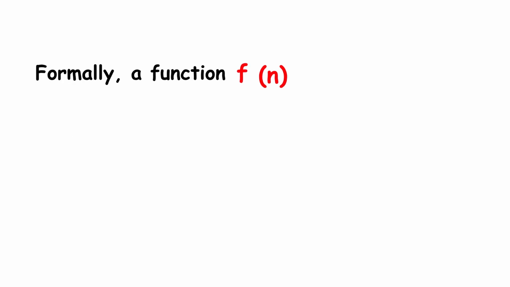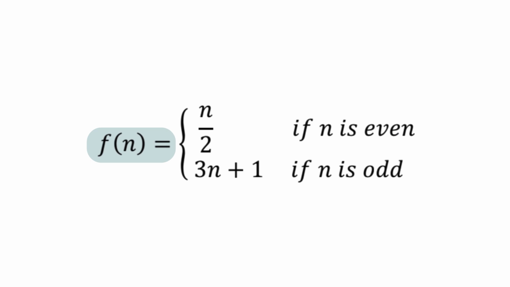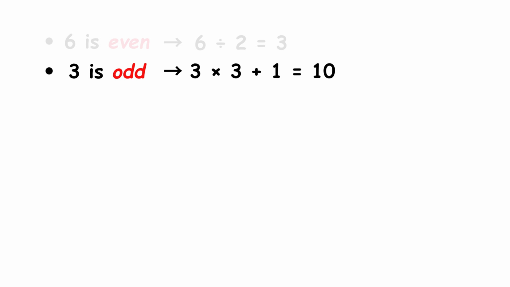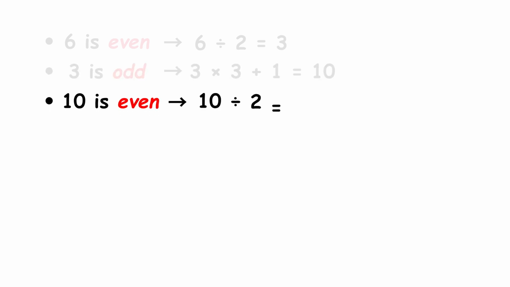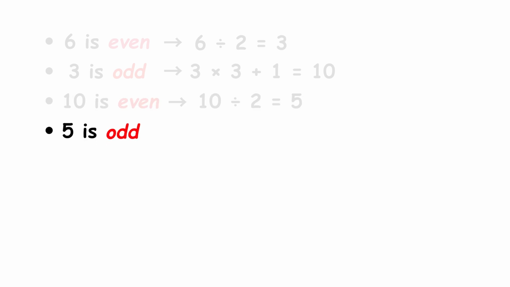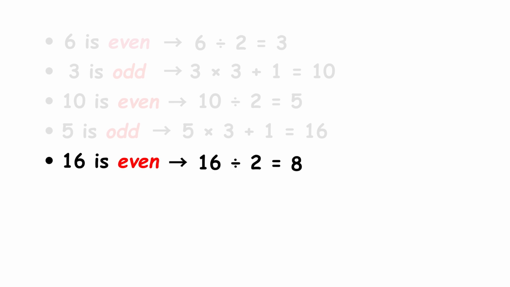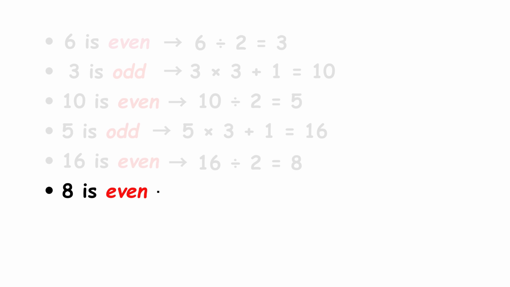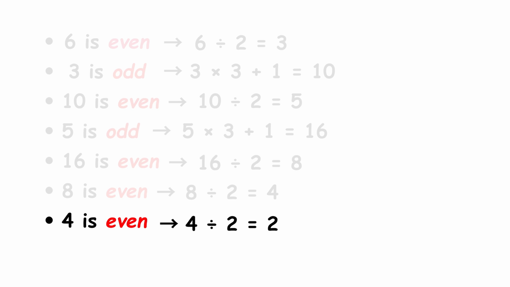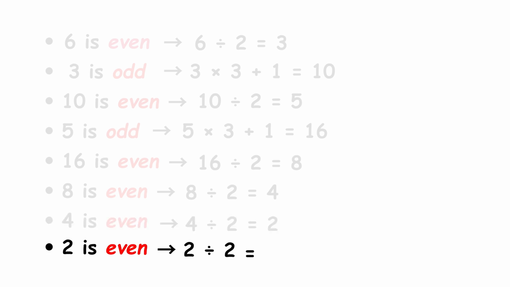Formally, a function f of n is defined as f of n equals n divided by 2 when n is even, and 3n plus 1 when n is odd. Example with n equals 6: 6 is even, therefore 6 divided by 2 equals 3. 3 is odd, therefore 3 times 3 plus 1 equals 10. 10 is even, therefore 10 divided by 2 equals 5. 5 is odd, therefore 5 times 3 plus 1 equals 16. 16 is even, therefore 16 divided by 2 equals 8. 8 is even, therefore 8 divided by 2 equals 4. 4 is even, therefore 4 divided by 2 equals 2. 2 is even, therefore 2 divided by 2 equals 1.